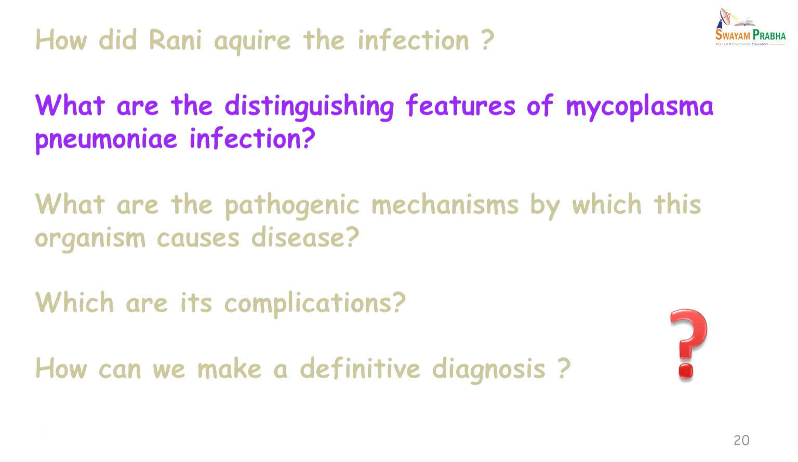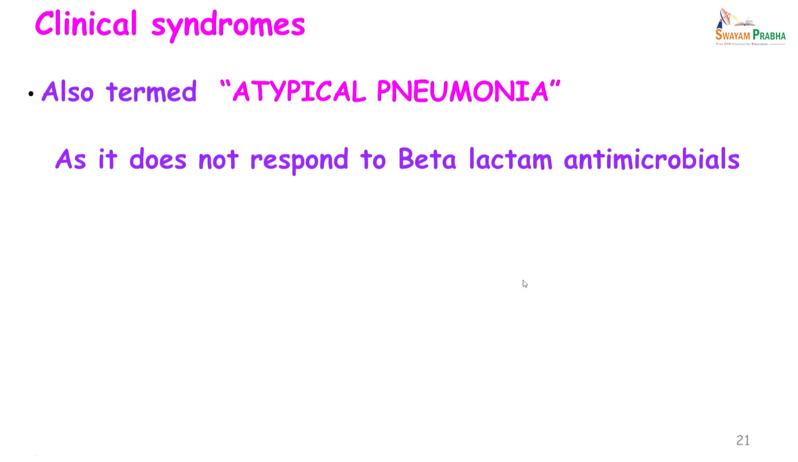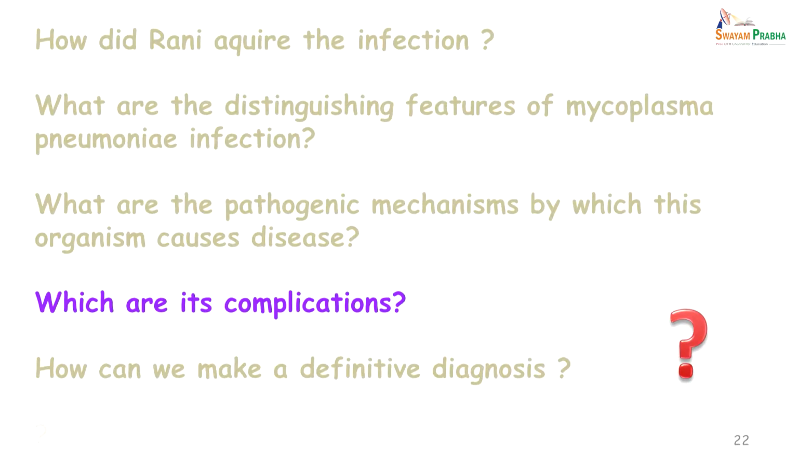So, what are the distinguishing features of Mycoplasma pneumonia infection? The most characteristic thing is that although the patient has pneumonia, he can do his routine jobs. This pneumonia is also termed an atypical pneumonia because the patient does not respond to beta lactam antibiotics, as they do not possess a cell wall. The complications of Mycoplasma pneumonia are serious pneumonia, encephalitis, hemolytic anemia, and renal dysfunction. So, these are the complications.